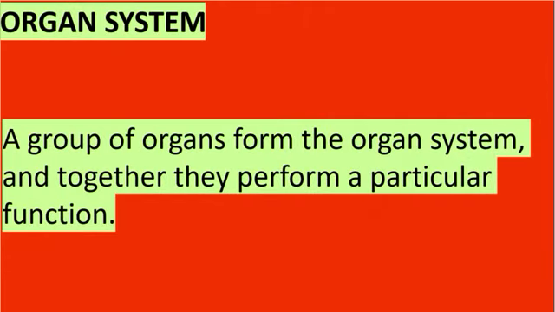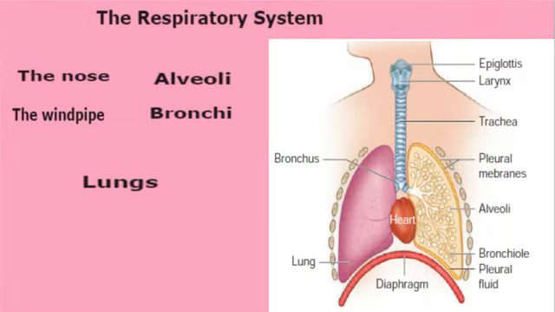Organ system. A group of organs form the organ system and together they perform a particular function. The respiratory system. Our respiratory system consists of organs like the trachea, bronchus, and lungs, which are responsible for exchange of air between the atmosphere and the blood. Let us see the organs of the respiratory system in detail.